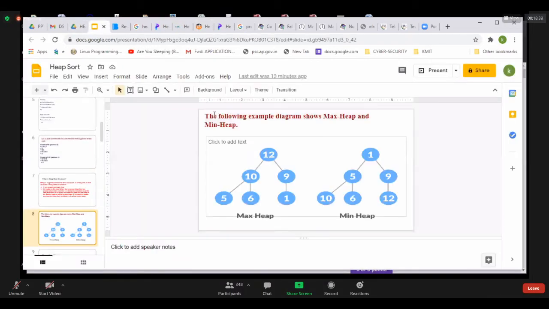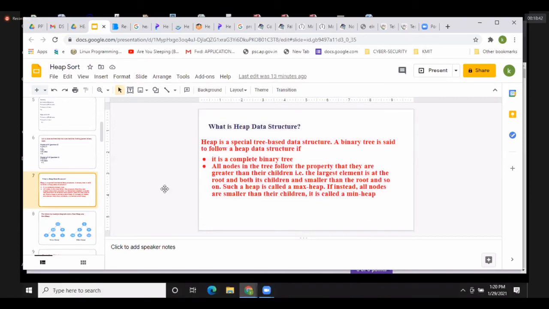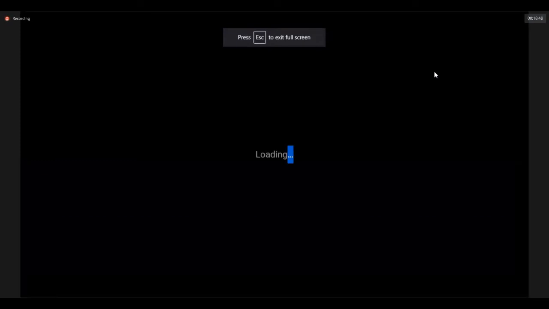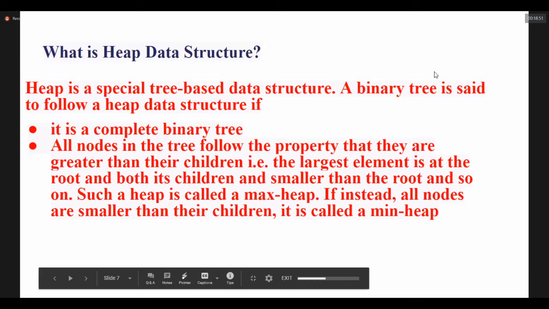If it is a complete binary tree, it follows the heap structure. The heap structure contains two types: one is the max heap, and the other is the min heap. What is the max heap? What is the min heap? Okay, max heap.